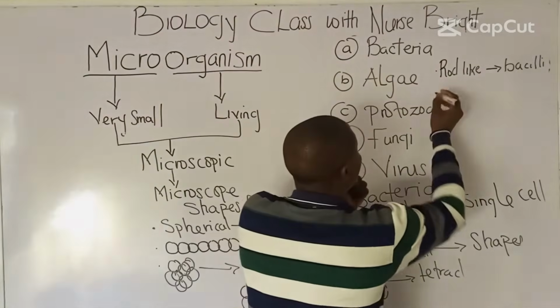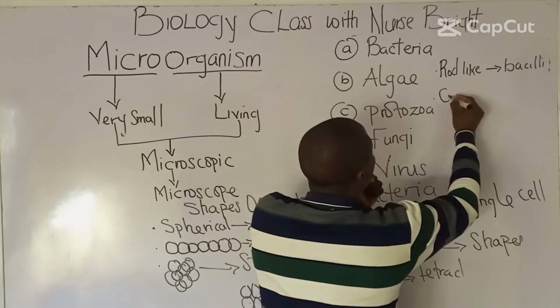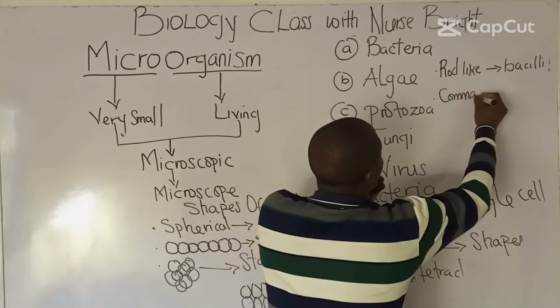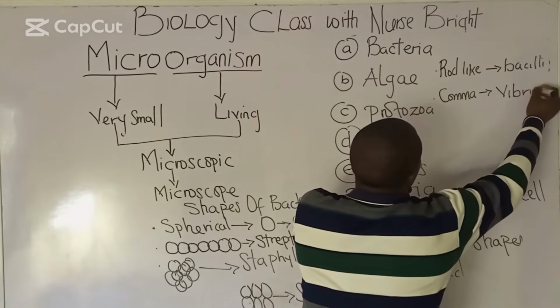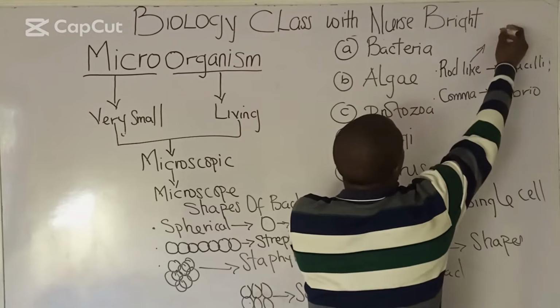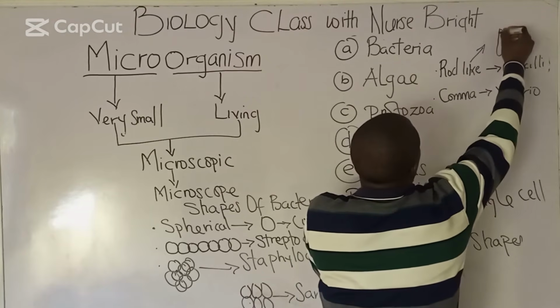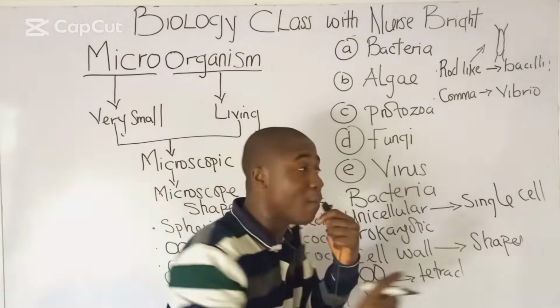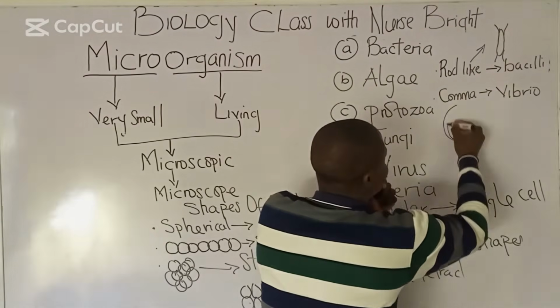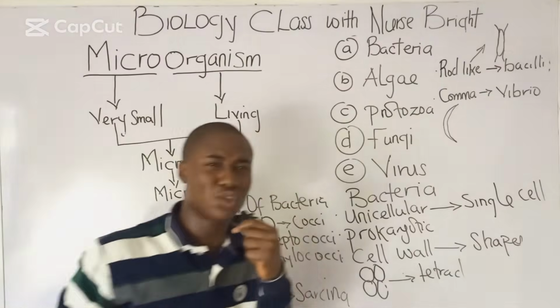Okay, moving further, we have other bacteria like a bacteria with a comma shape. This is called a vibrio bacteria. On this, the bacteria will look like this. Okay, bacteria with a rod-like shape, while a bacteria with a comma shape will look like this.